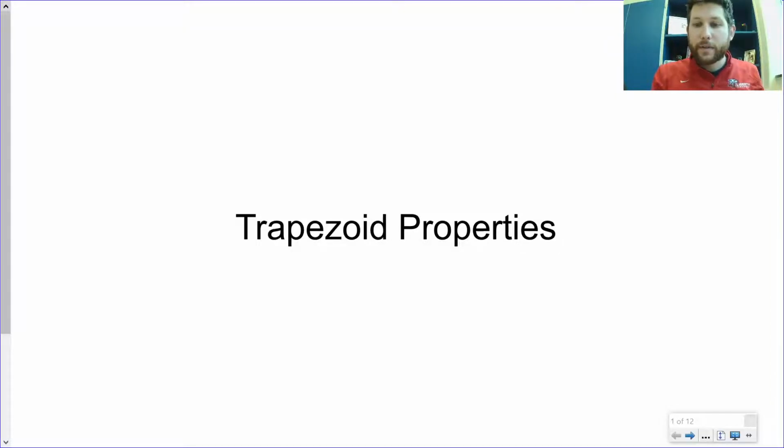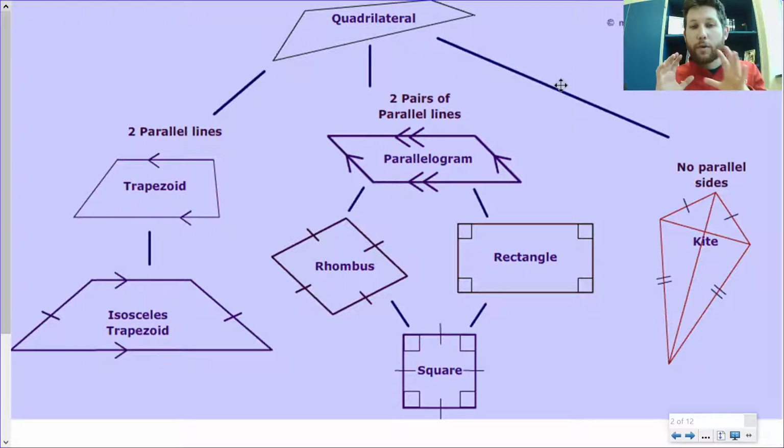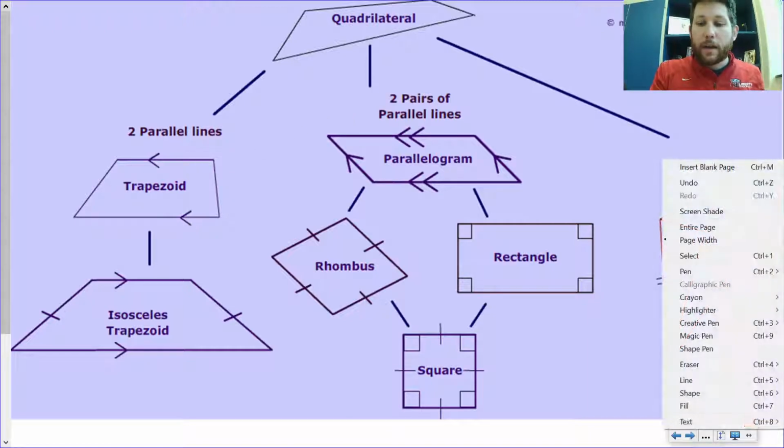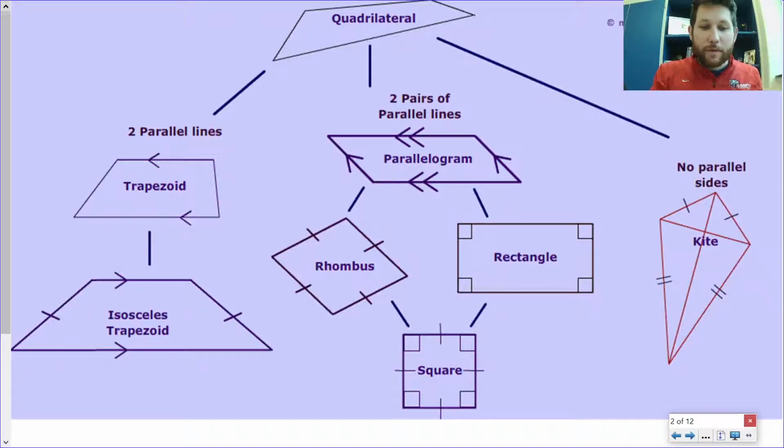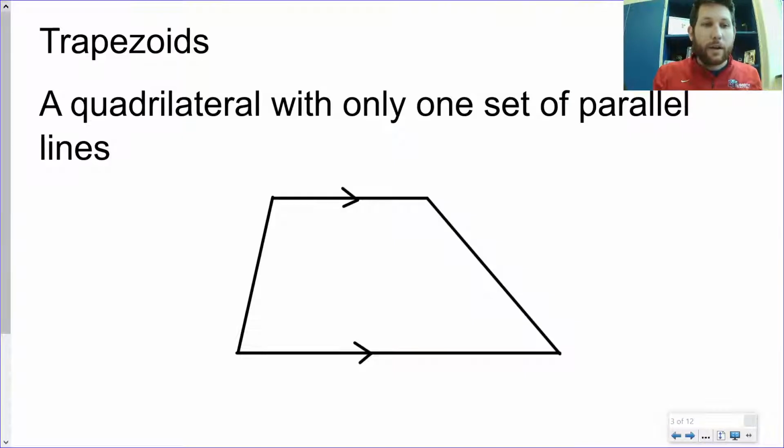All right, guys, in this video, we're going to take a look at trapezoid properties. So at this point, we've talked about parallelograms, rhombuses, rectangles, squares. What we have left is just the trapezoids, okay? Now, you might be asking what's so special about trapezoids? Well, I'm so glad you asked. Let's take a look. So here's your key definition with trapezoids.